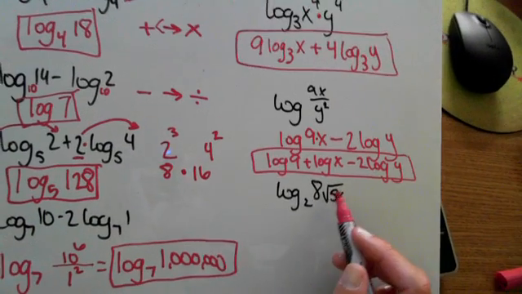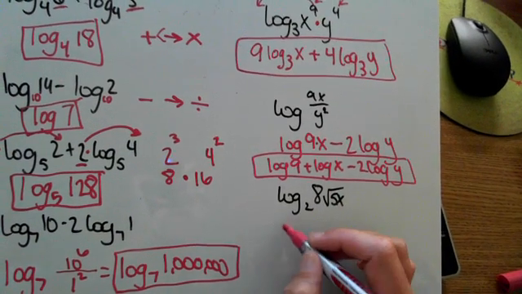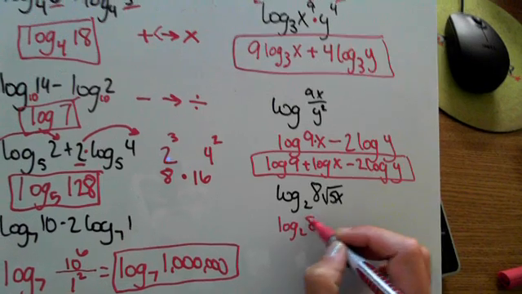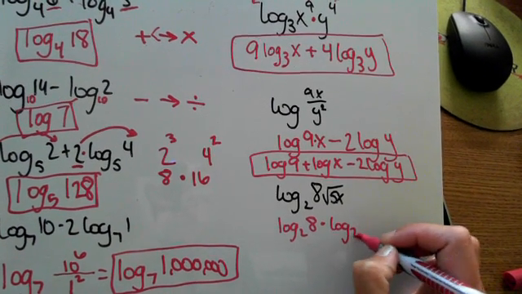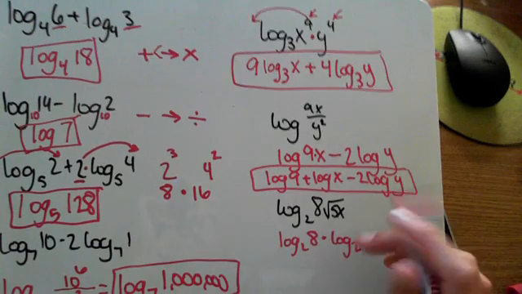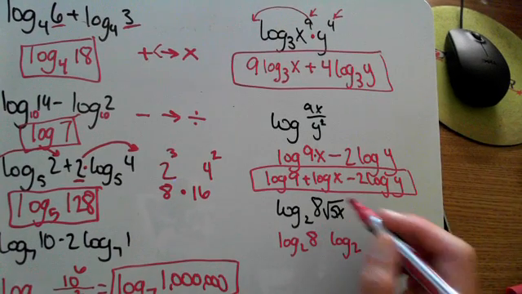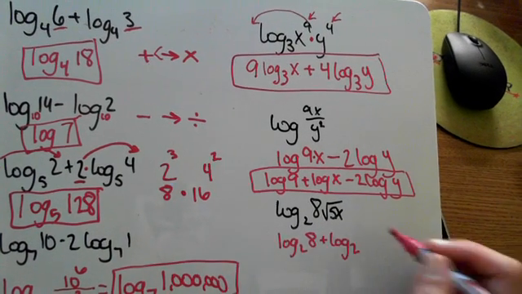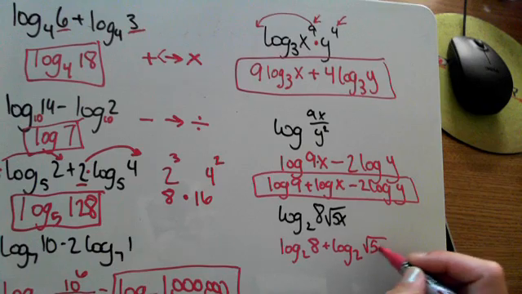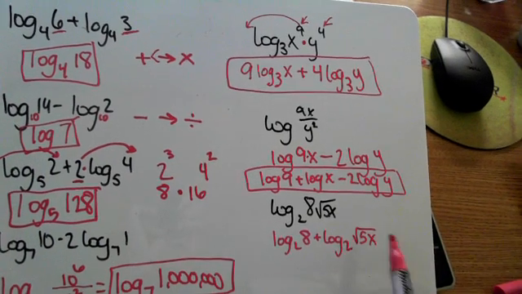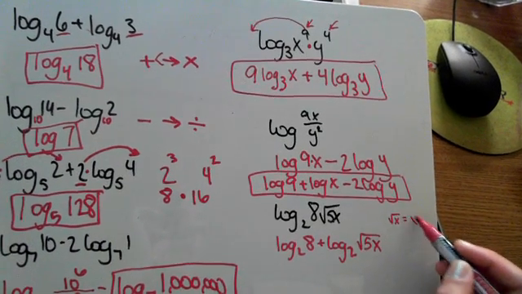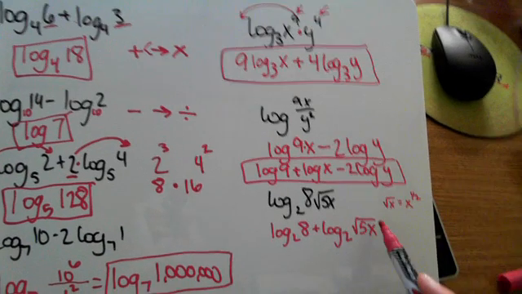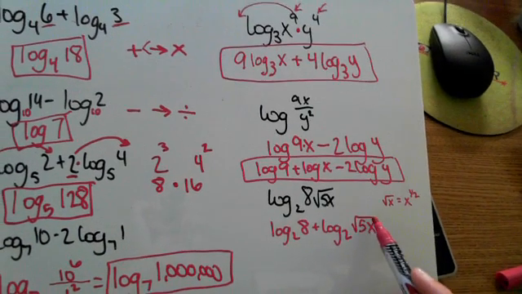And then our last problem, we've got multiplication again. So we've got a log base 2. We've got our 8, and that's being multiplied by log base 2 of the square root of 5x. It's being multiplied, so we're going to expand with addition. And then if you think about square roots, we know that a square root of x is the same thing as x to the 1/2. So I still have a power property going on right here. I just have to take care of that.